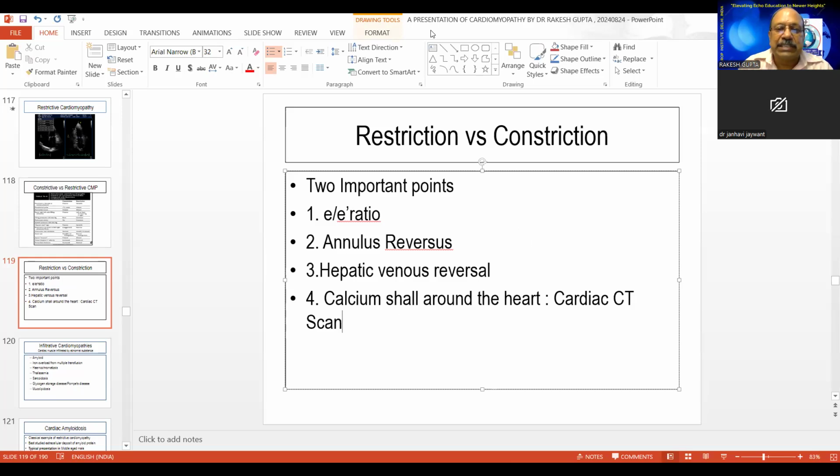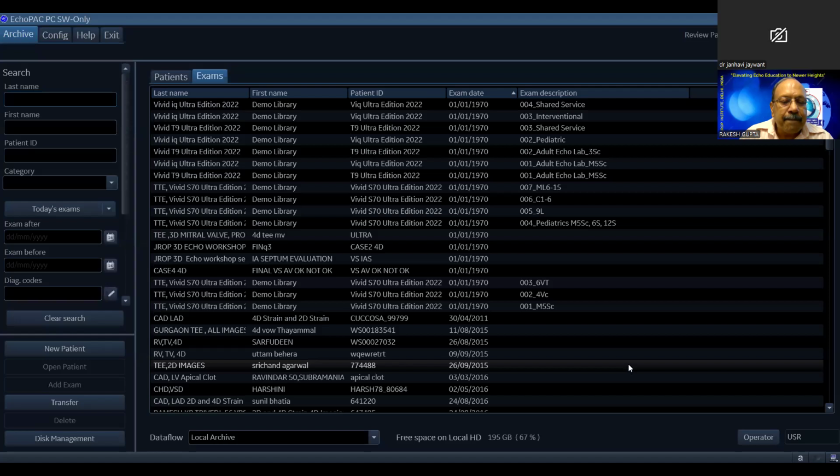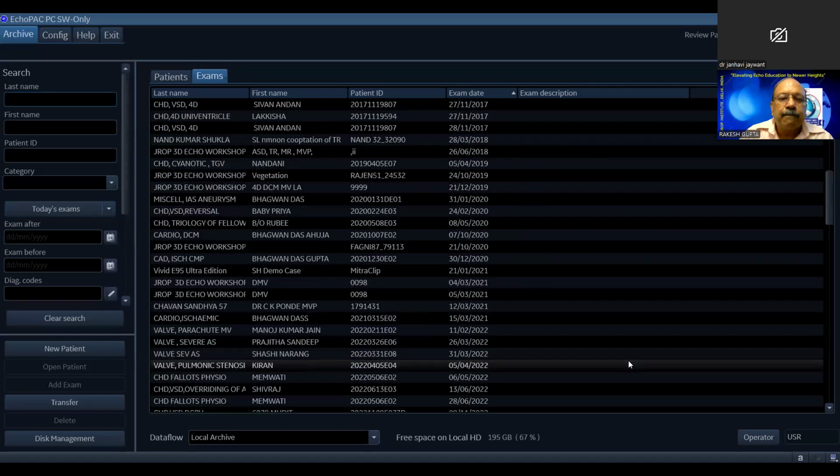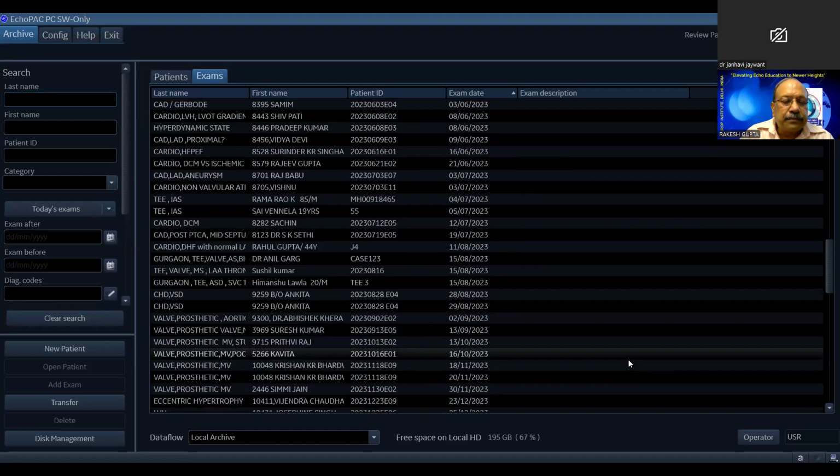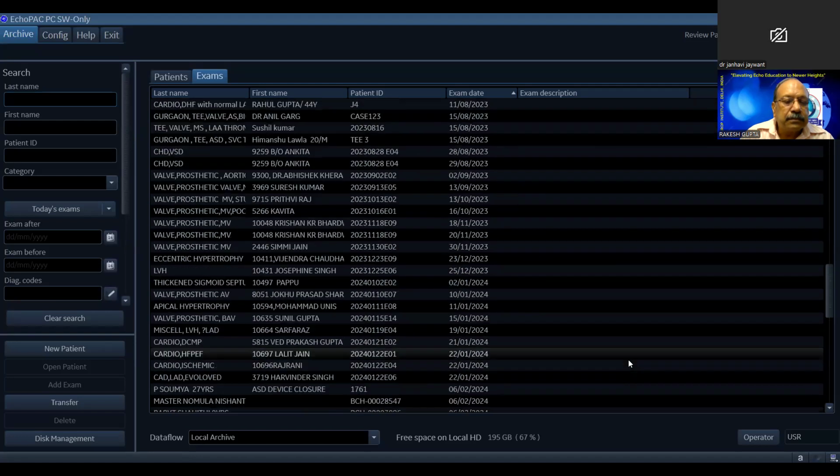Let me just show you a case. It's my armamentarium right now. You can see my screen, right? Yes, sir.